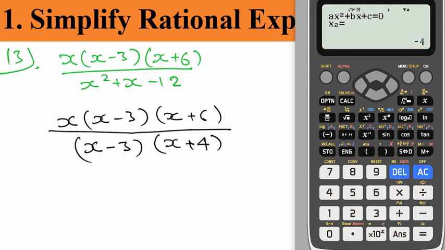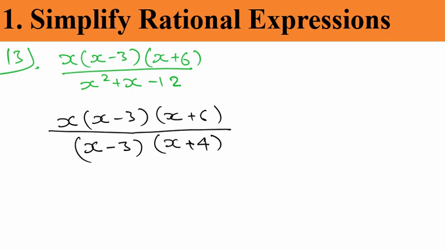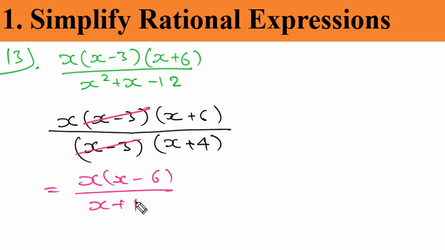That's it. Now you can see what are the common terms here, what you can cancel out. So you can cancel out x minus 3, and that's it. x plus 6 over x plus 4. That is your answer. That's how you will do it. Now see, it was so simple. Now I have explained how to use the calculator.